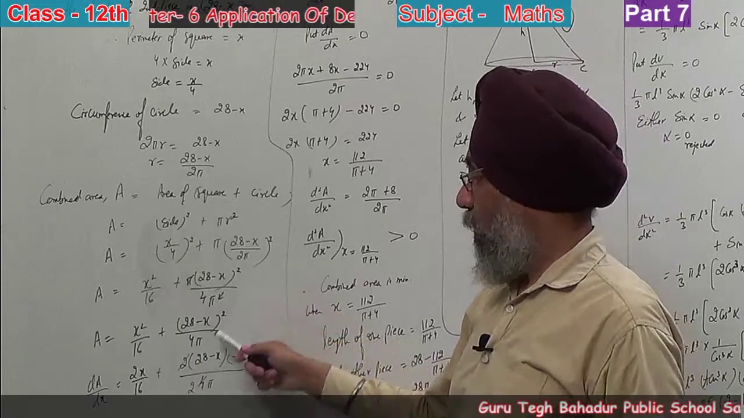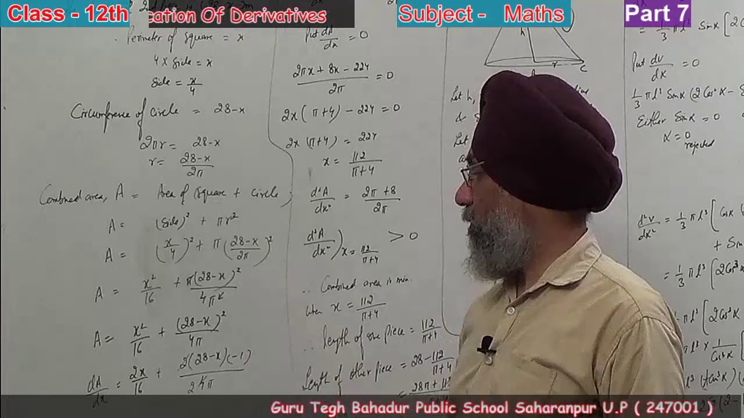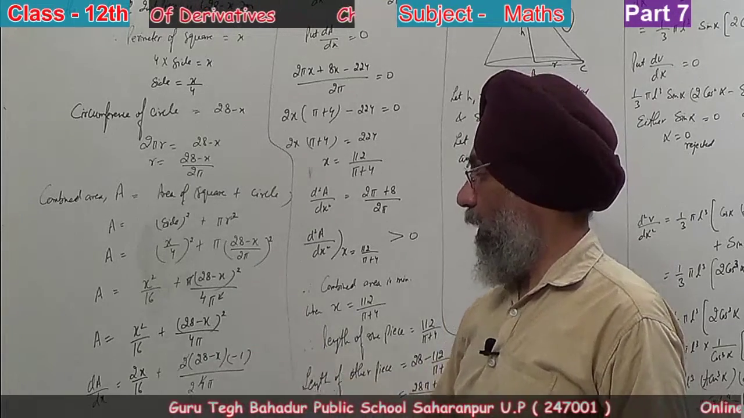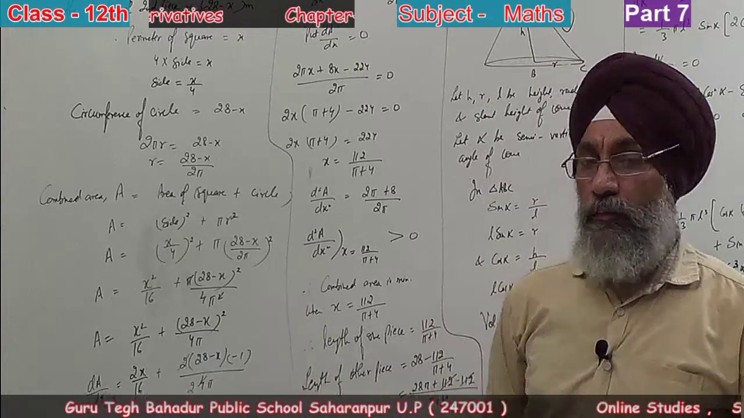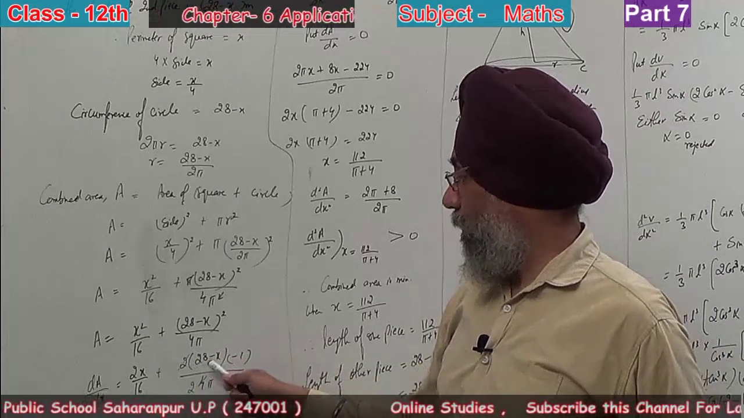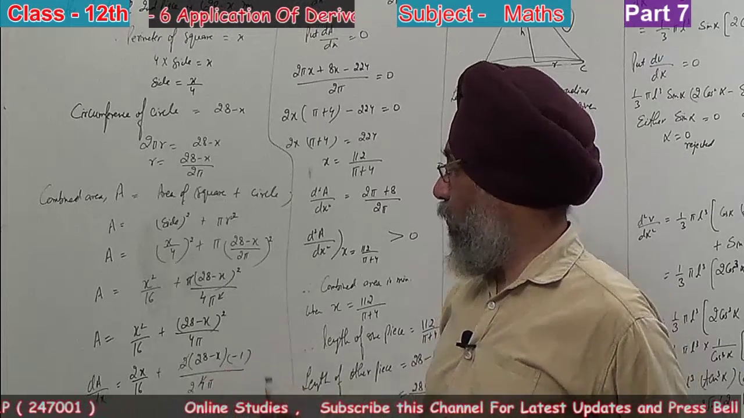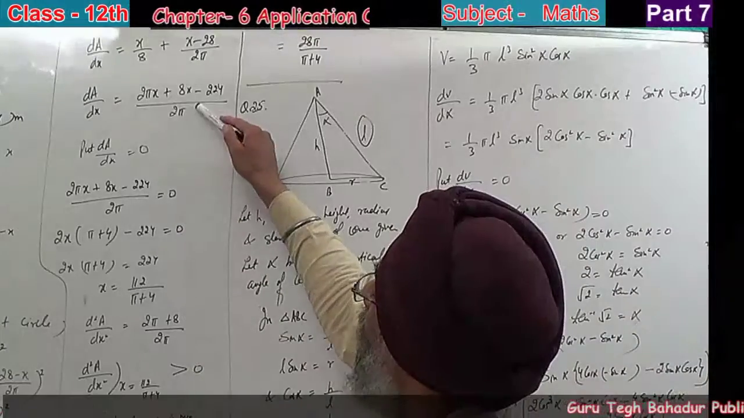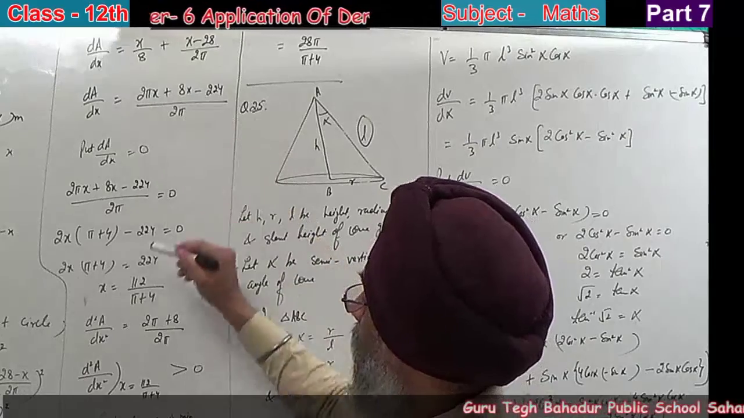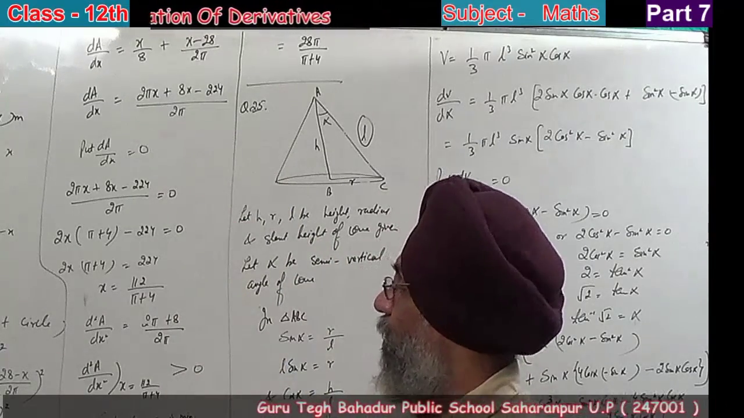Solving it, we get the expression x square upon 16 plus (28 minus x) whole square upon 4 pi. Now we differentiate. On differentiating, what do we get? It is 2x upon 16 minus 2 times (28 minus x) upon 4 pi, the 2 gets cancelled, giving 2 pi. Placing this equal to 0, we get the value of x as 112 upon pi plus 4.